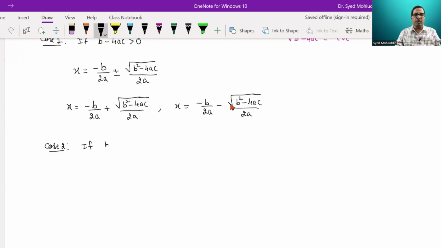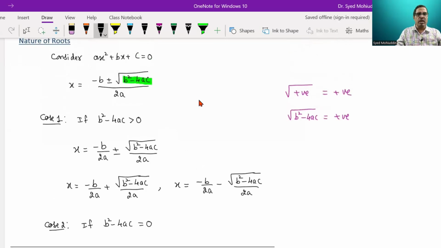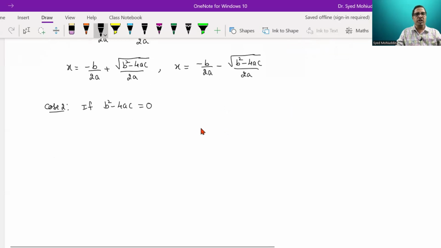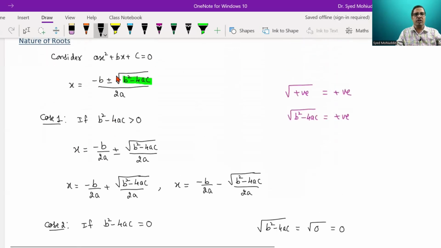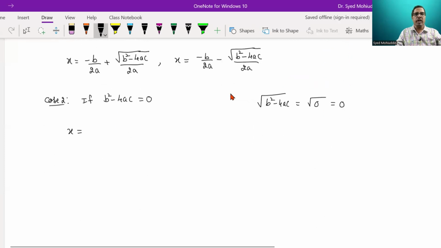Suppose b square minus 4ac is equal to 0. Under this square root sign, if b square minus 4ac is equal to 0, then the square root of b square minus 4ac is the square root of 0, which is 0. Then what will be the root of the quadratic equation? Let us go back to this equation. In this equation, b square minus 4ac has become 0, so the square root of 0 will be 0. What is left out? Only minus b divided by 2a.